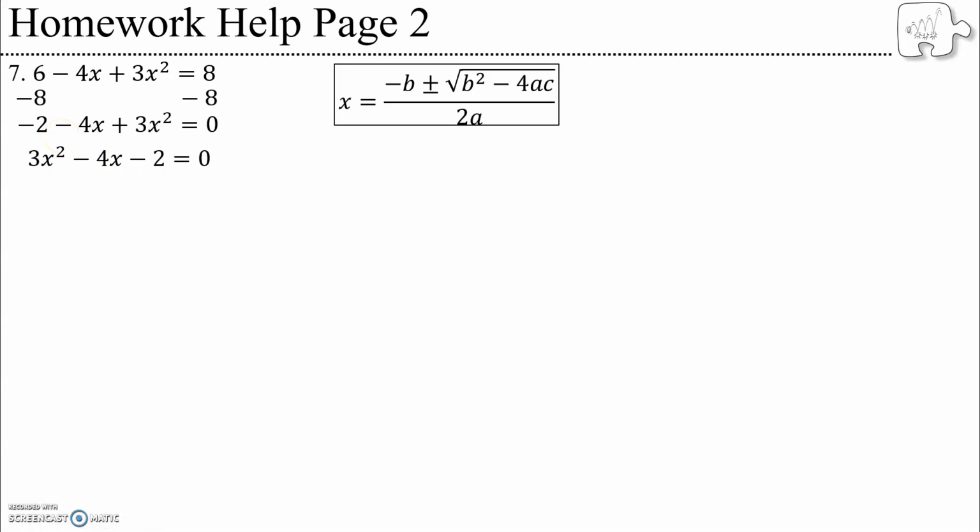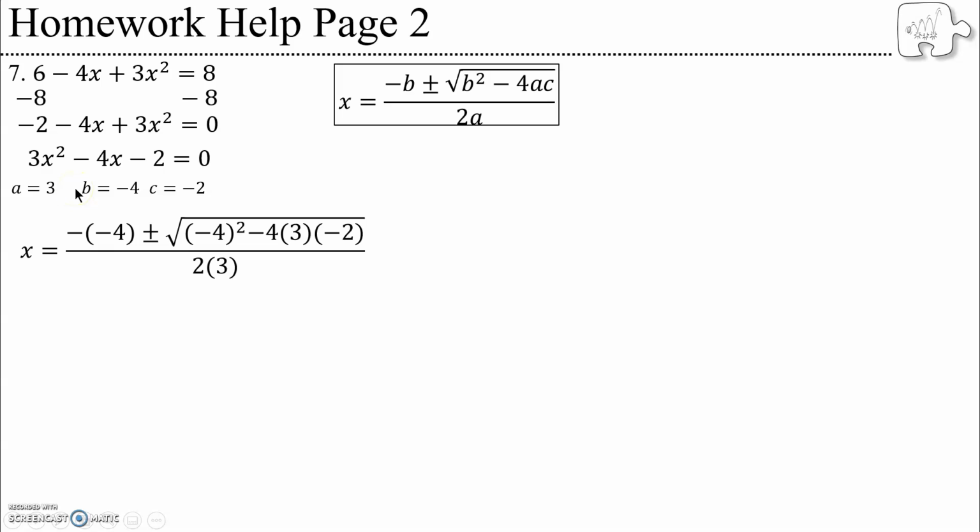So now we know what our a, b, and c values are, because remember, it just goes in the order that we see. A is 3, B is -4, C is -2. So now plugging it into the quadratic equation, we get x equals the opposite of -4 plus or minus the square root of -4 squared minus 4 times 3 times -2, all over 2 times 3.